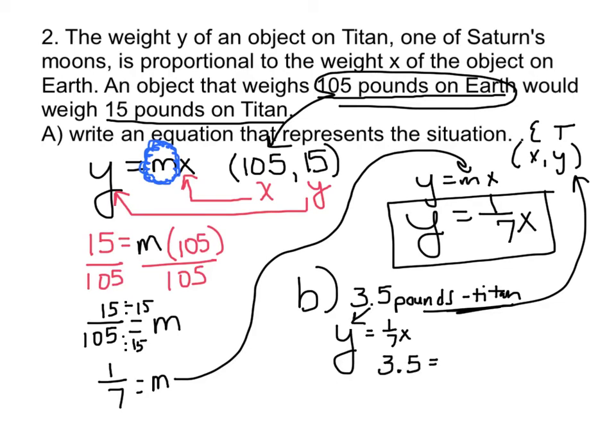3.5 equals 1/7 x. To get rid of a times 1/7, you should remember you have to multiply by the reciprocal, which is 7/1. So that would give you the equation x equals 7 times 3.5, which is 24.5 pounds. So on Earth, the chunk of ice would weigh 24.5 pounds.